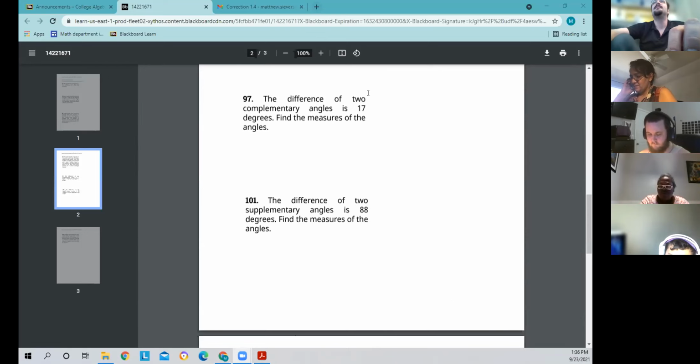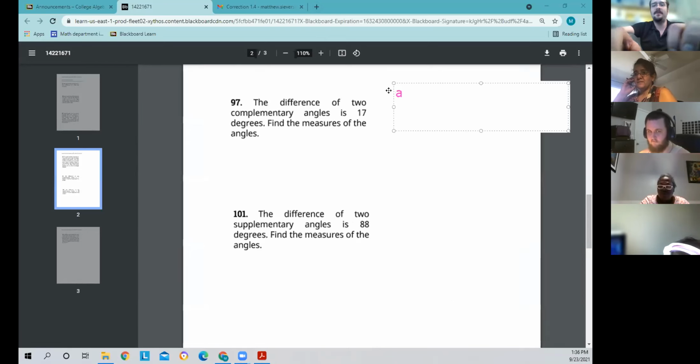Where's my text? If I do A and B, what are my A and B? A is angle one. The angle one, yeah, the measure of angle one.